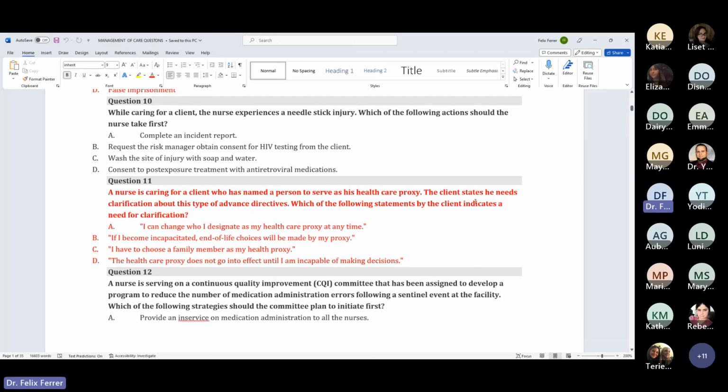Question 10. While caring for a client who experienced a needle stick injury, which of the following actions should the nurse take first? C.